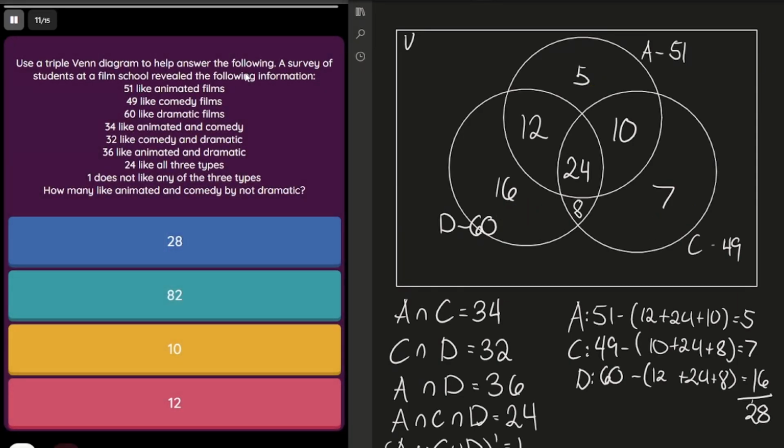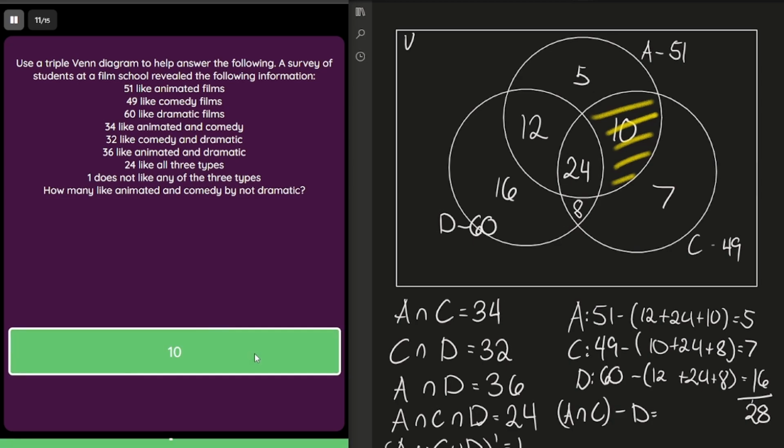Question 11. Same given, different problem. How many like animated and comedy, but not dramatic? In set notation, the problem is this. Looking at animated and comedy, the overlapping circles are this, minus dramatic is, so the answer should be, there you go.